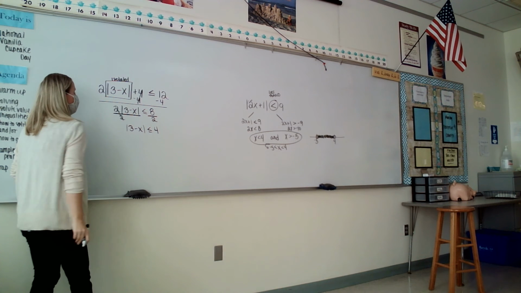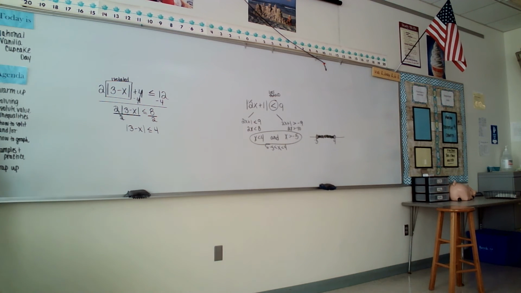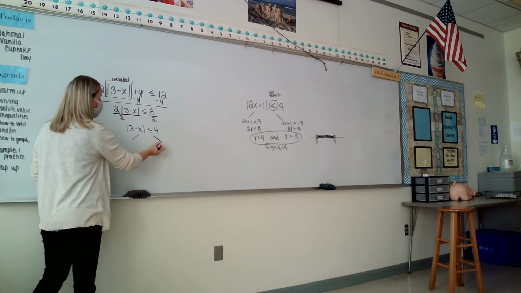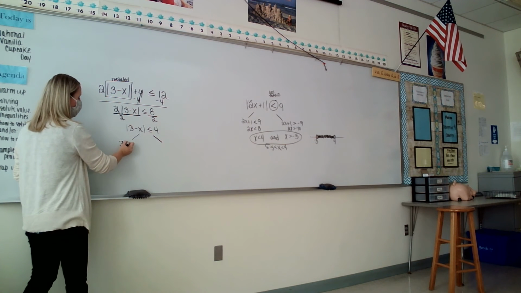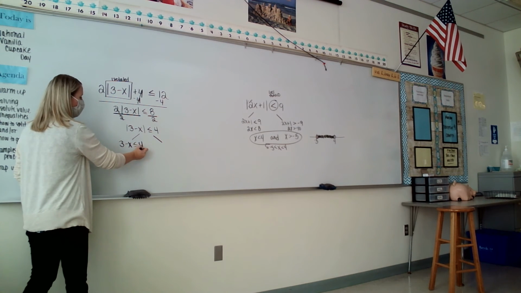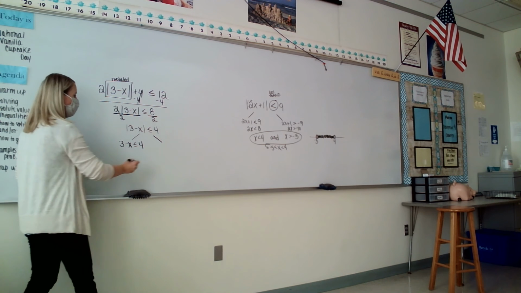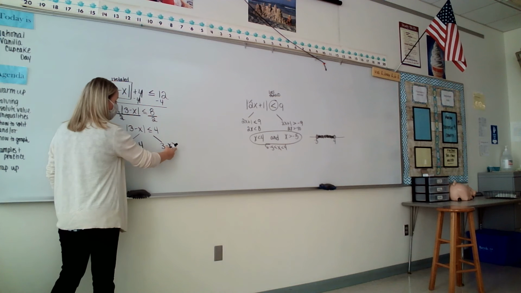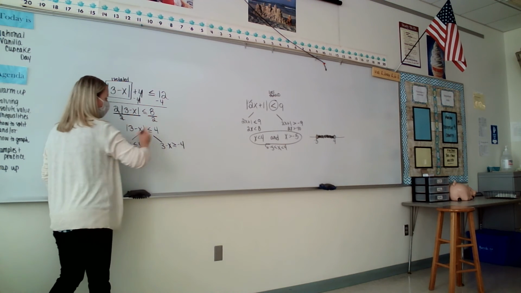Okay. Main goal is make it look like the problems that we just did. So you might have to do a little bit of rearranging, but isolate as your first step. Now we can split it up. I'm going to get 2 inequalities. 3 minus x is less than or equal to 4. 3 minus x is greater than or equal to, because I flip it, negative 4.